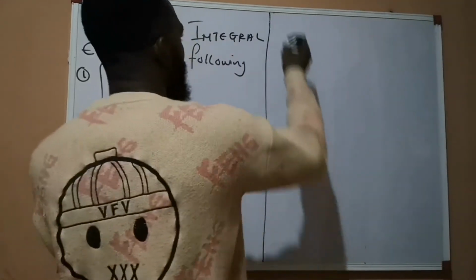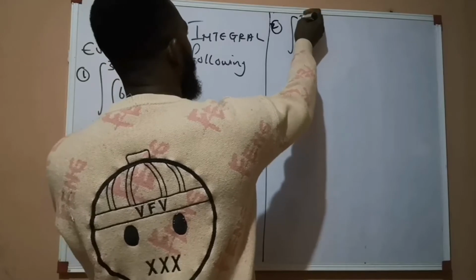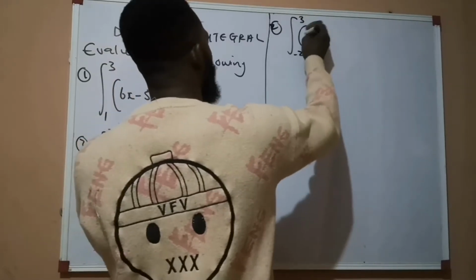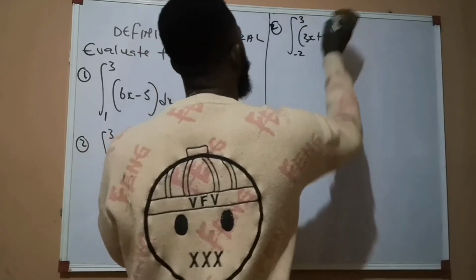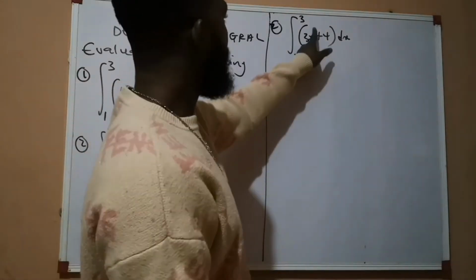Now, question number 2 says, integrate 3 and minus 2 of 3x plus 4 dx. Alright, now we are told to integrate this as question number 2. Now, the same thing applies again. My power here is 1.